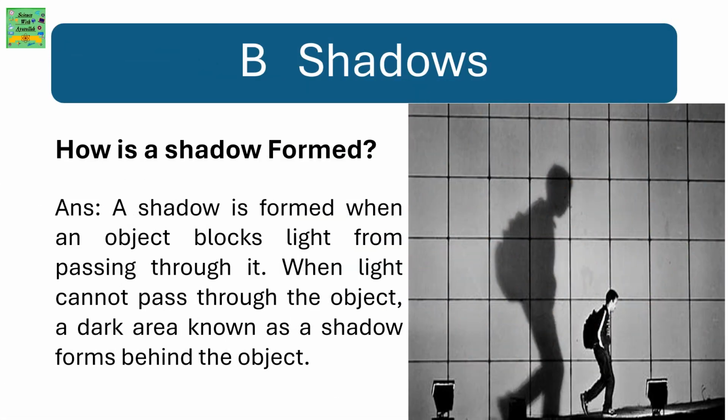The second part is shadows. How is a shadow formed? A shadow is formed when an object blocks light from passing through it. When light cannot pass through the object, a dark area known as a shadow forms behind the object.